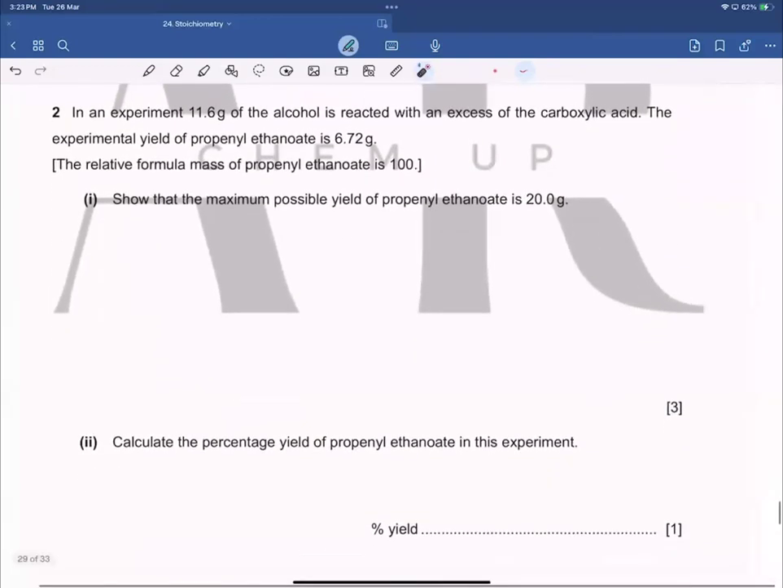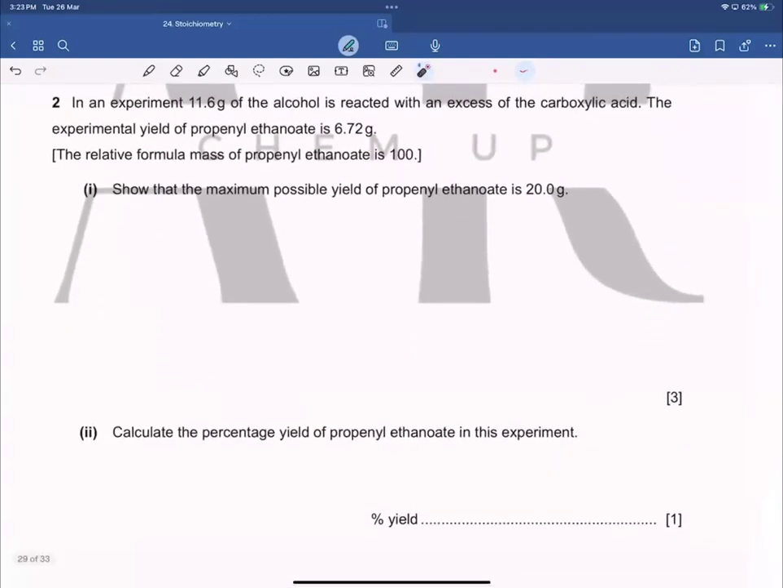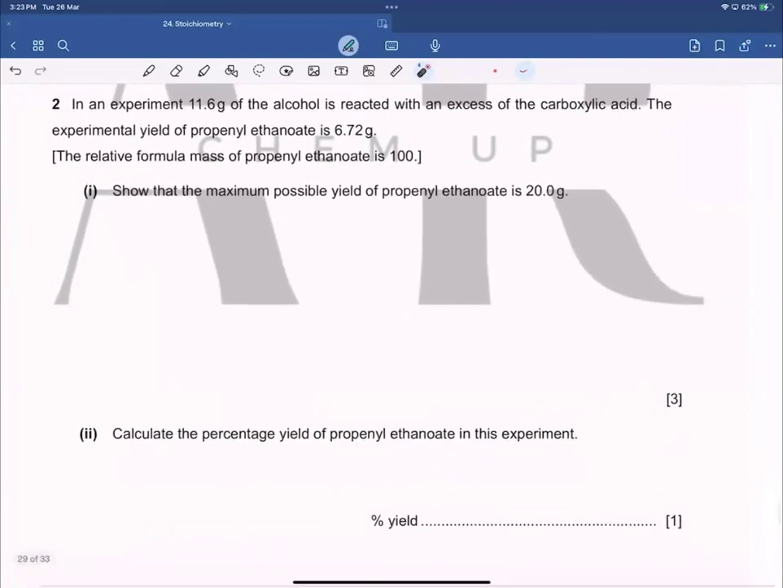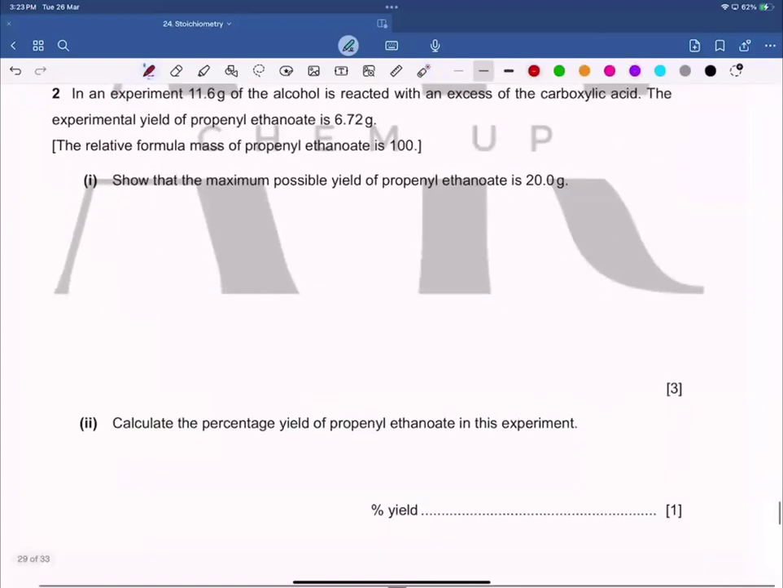Okay. Now, question number two. How will you do it? In an experiment, 11.6 gram of alcohol is reacted with an excess of carboxylic acid. The experimental yield of propyl ethanoate. So it's yield, it means it's a product. Yield is always for the product, right? So that is 6.72 grams.